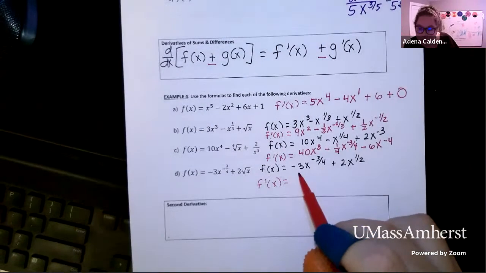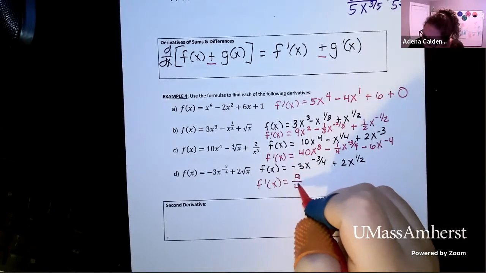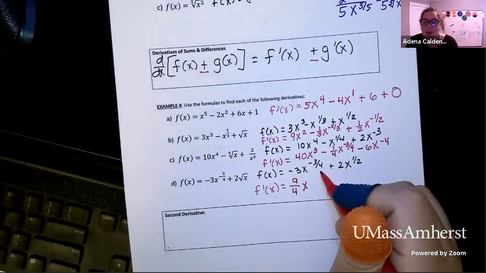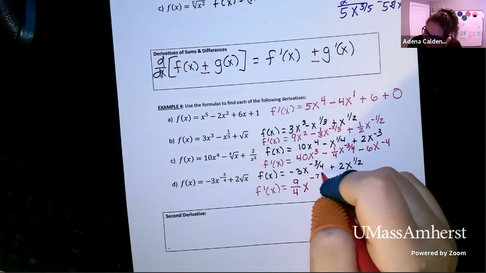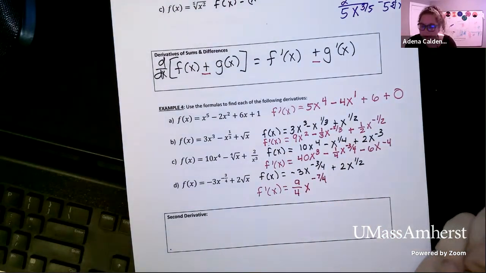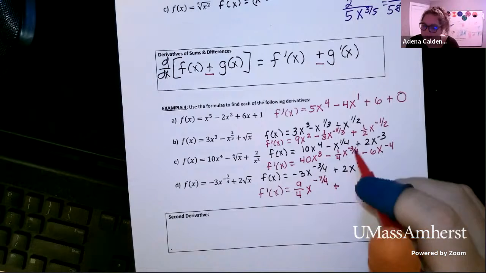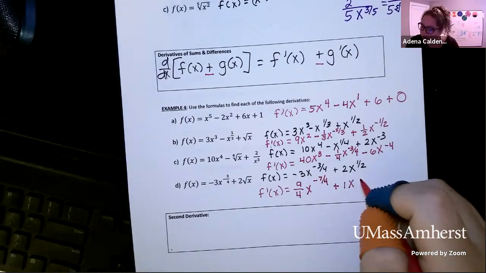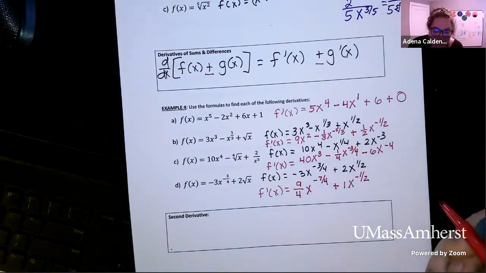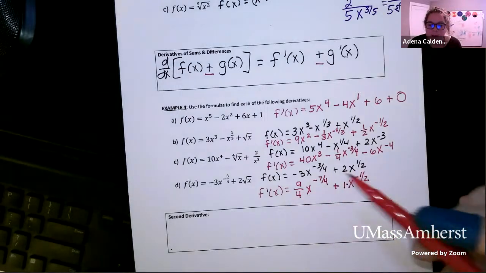So the negative 3/4 comes down to multiply negative 3. The negatives are going to cancel, and I'm going to have 9/4 x, and now I'm going to subtract 1 from the power. Negative 3/4 minus 1 is negative 7/4. Plus, now here, when the half comes down to multiply the 2, that's going to give me 1x. Now I'm going to subtract 1 from the power to the negative 1/2. Now I don't need to write the 1, right? I can if I want to, or I can leave it off. So that's going to be the derivative of this last term.